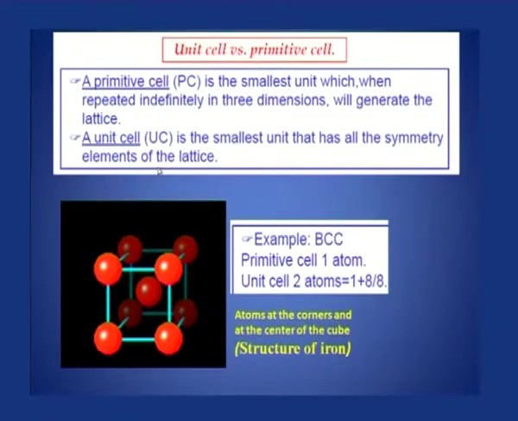A unit cell or a compound unit cell is the smallest unit that has all the symmetry elements of the lattice. So, apart from lattice points at the corners, there may be lattice points at the center, that is called a compound unit cell.